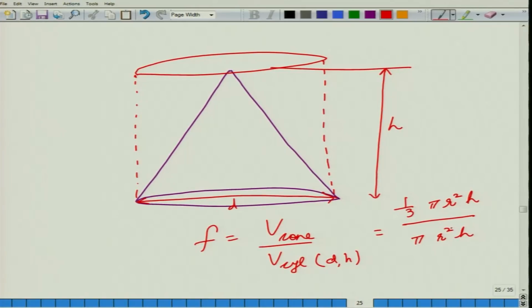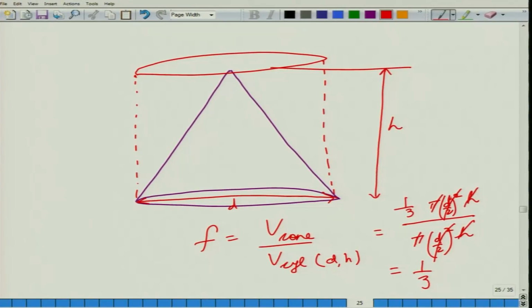Now, r is d by 2, so we replace it by d by 2 here as well. Now, h and h cancel out, d by 2 square cancel out, pi and pi cancel out. So, the form factor becomes 1 by 3.